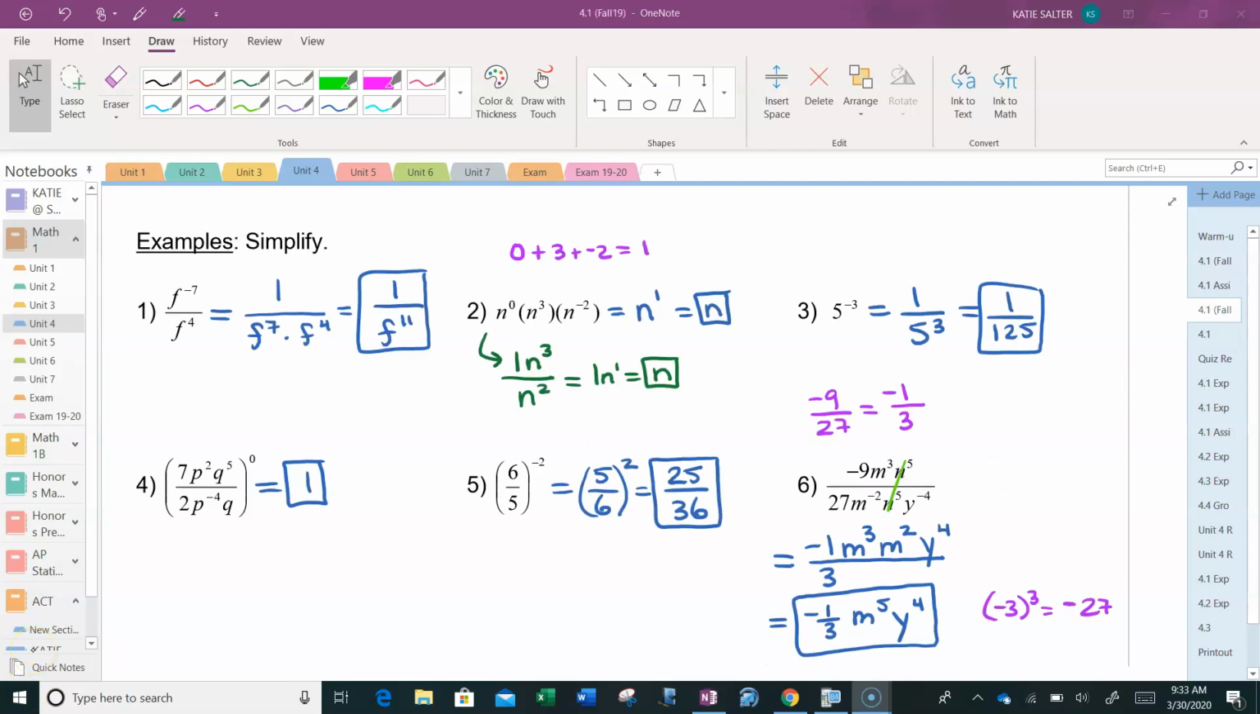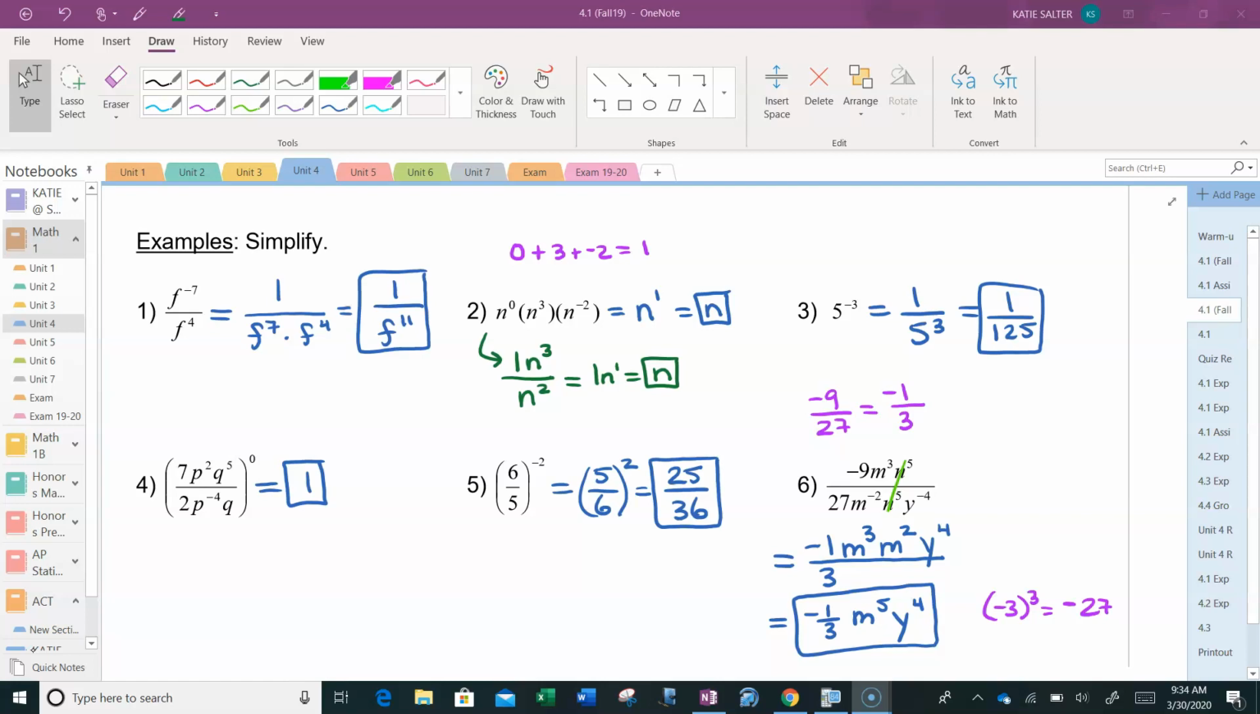All right, so for the first one, this f to the -7 moves downstairs, becomes f to the +7. F to the 4th was already positive, so she wanted to stay right where she was. And then when we move it, we are multiplying like bases, so we add those exponents. So that becomes f to the 11, and the 1 holds the spot of the numerator.